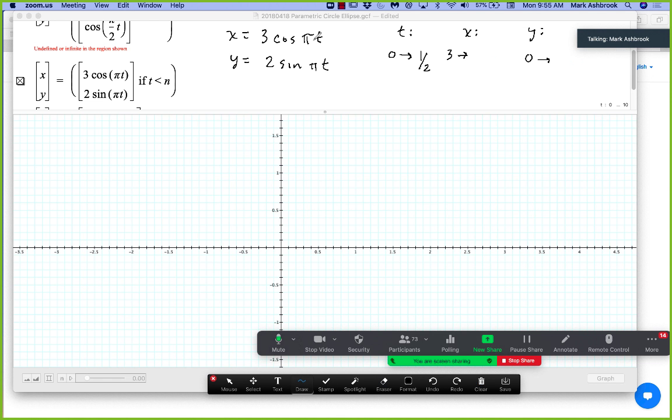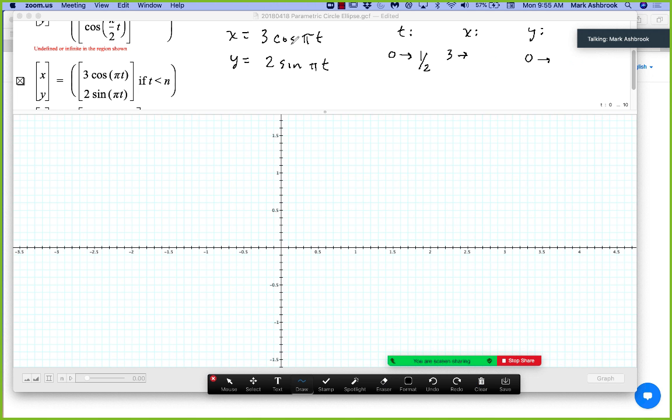Then we have x going from, so cosine is pi, so when we put in 1/2, we get cosine of pi over 2 times 3 is 3, but then at 1/2 we get cosine of pi over 2. Cosine of pi over 2 is 0. And sine of pi over 2 is 1, so 1 times 2 is 2. So this is going to be a better way to do this.